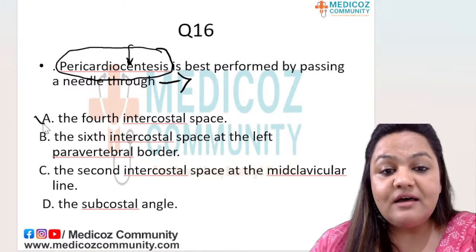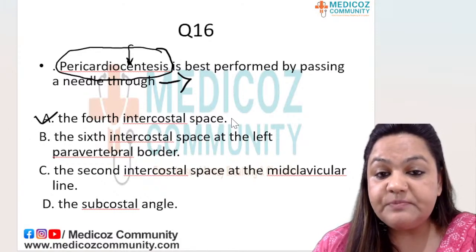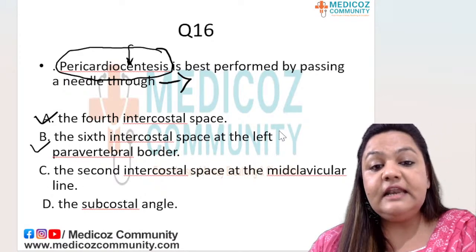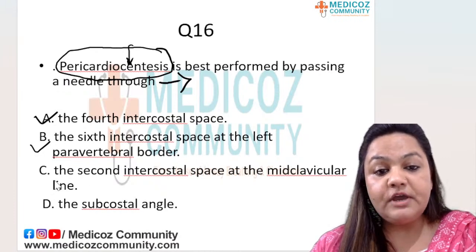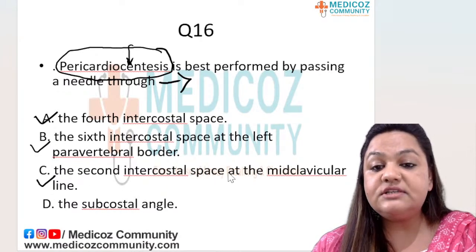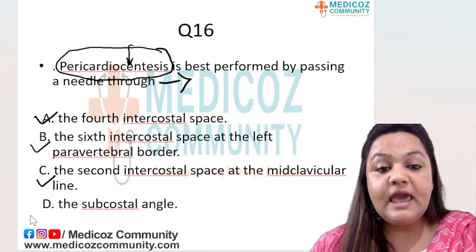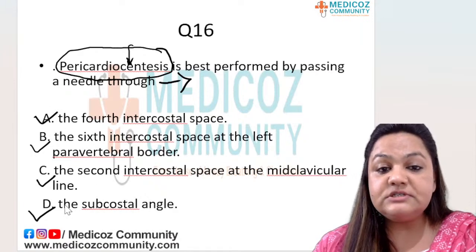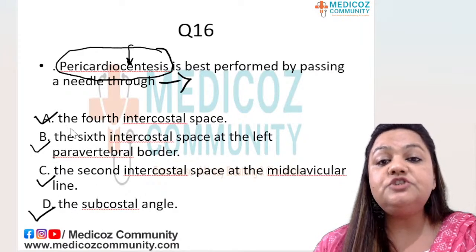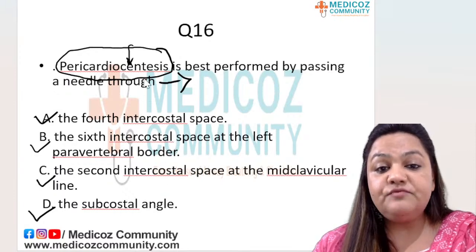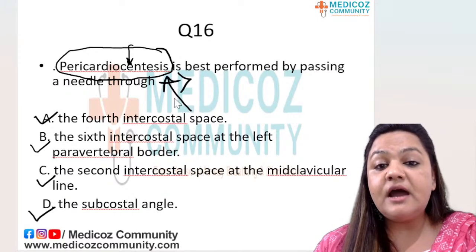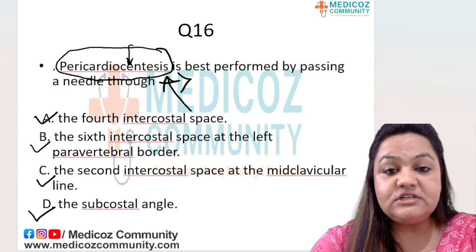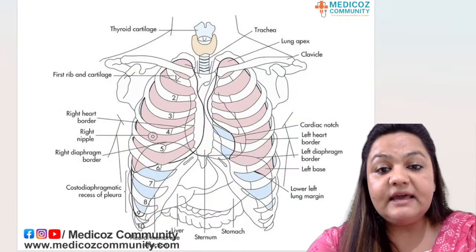The options are: option A, the 4th intercostal space; option B, the 6th intercostal space at the left paravertebral border; option C, the 2nd intercostal space at the mid-clavicular line; and option D, the subcostal angle. Out of these four options, we need to find from which space we will perform this pericardiocentesis. To see the answer, we just need to see this diagram here.